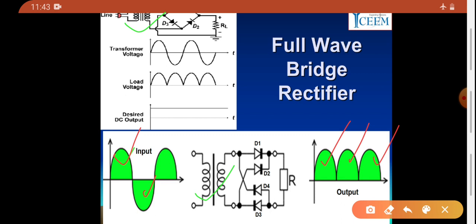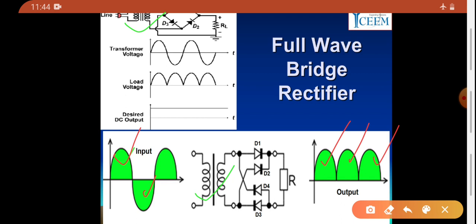Second difference is that in half wave only one diode is there, in full wave two diodes are there, in bridge rectifier four diodes are there. Less efficiency for the half wave rectifier, more efficiency up to 80% for the full wave rectifier, and highest efficiency for the bridge rectifier. Okay, if you consider the cost, it will be a little bit more for the full wave rectifier using two diodes because there is a center tap transformer.